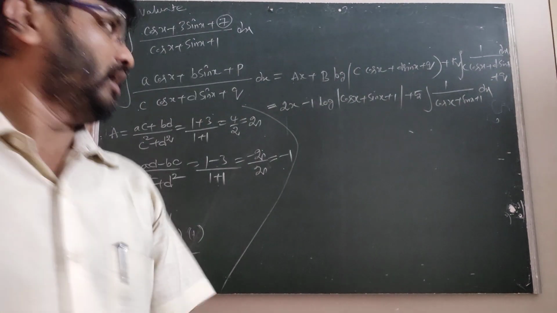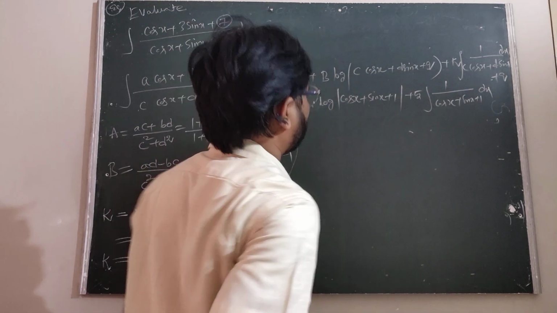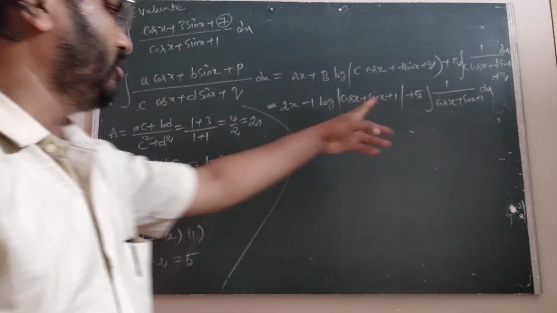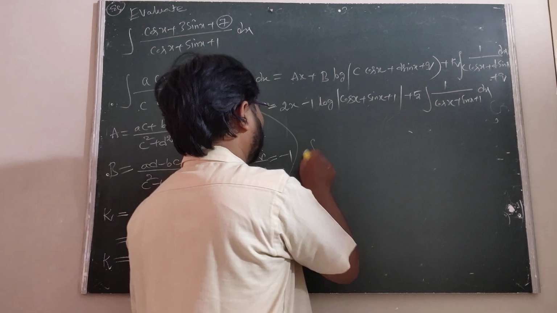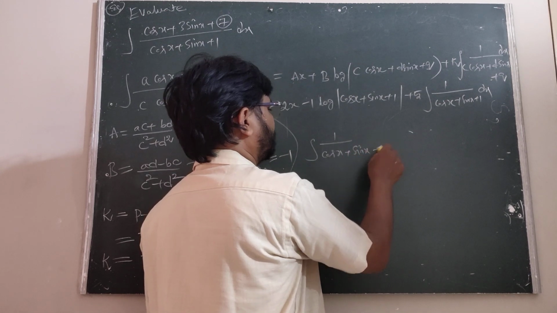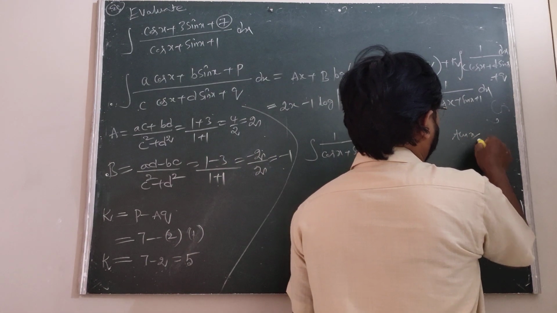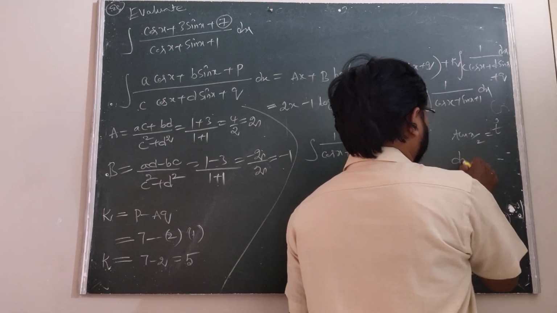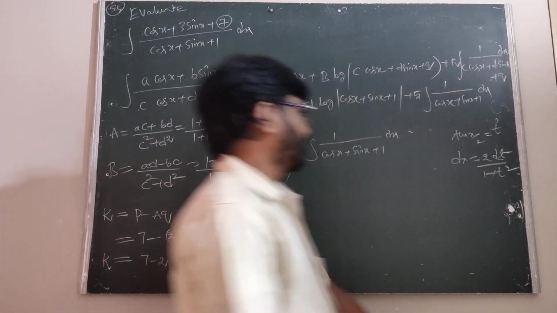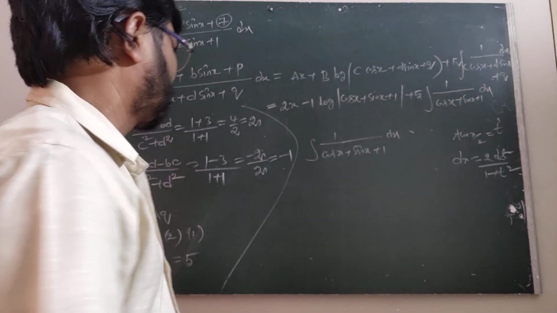Is it clear? Now we are thinking here 2x minus log mod of cos x plus sin x plus 1. Now we have to find this integral value separately. Here the integral of 1 upon (cos x plus sin x plus 1) dx, where we let tan x by 2 equal to t. Then dx is 2 dt upon 1 plus t square.